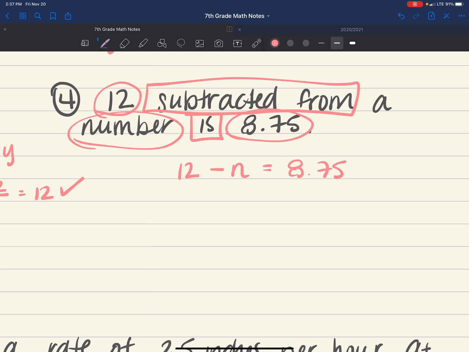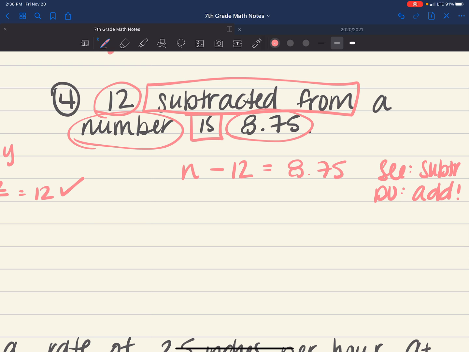Do we see that? Like I'm taking n away from 12, not 12 from n, which is why I need to split these two. And it's very important, you guys, because it changes my operation. It changes what I'm doing. Now that I've written it right, I am taking 12 from my unknown number should equal 8.75. So let's go back to our steps. What do I see? Subtract. What am I going to do? Add.